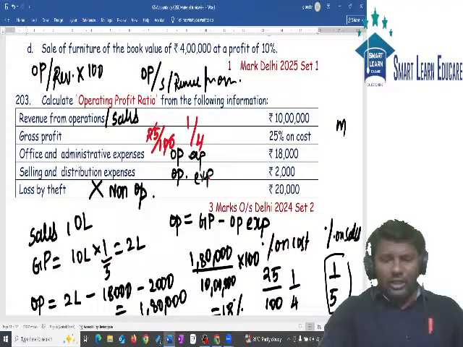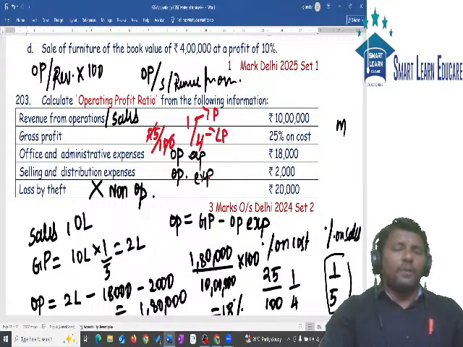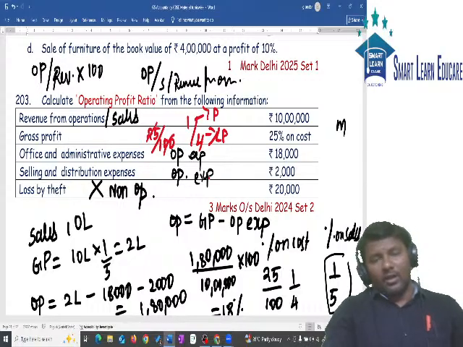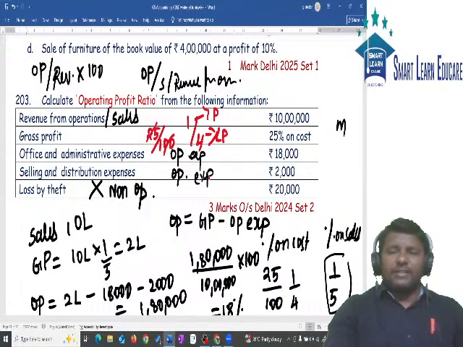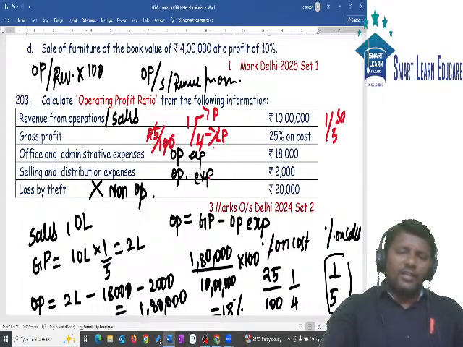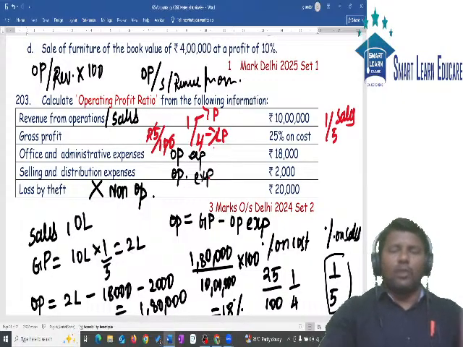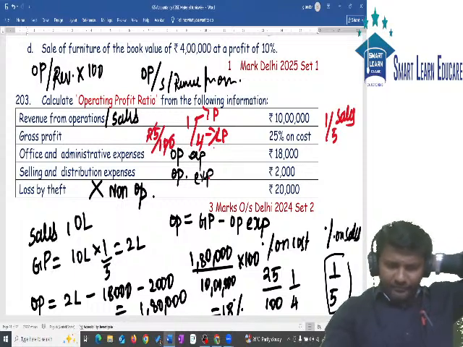What is the meaning of 1 rupee? 1 rupee is the profit if cost price is 4 rupees. Cost price 4 rupees, profit 1 rupee, so selling price is 5 rupees. 1 by 4 on cost is equal to 1 by 5 on sales. That is why I applied 1 by 5. Understood?